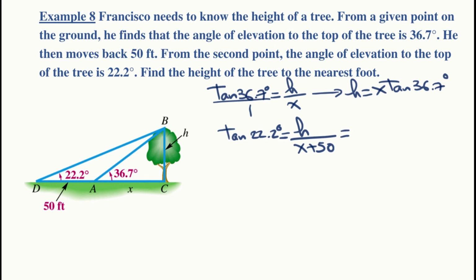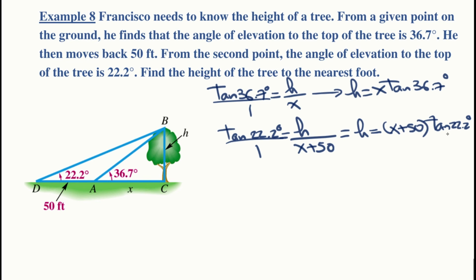So this tells me that if I throw a 1 there and cross multiply, I get h equals (x plus 50) times the tangent of 22.2 degrees, correct? Guess what? Both of these expressions are equal to the same thing. That means they must be equal to each other, right?